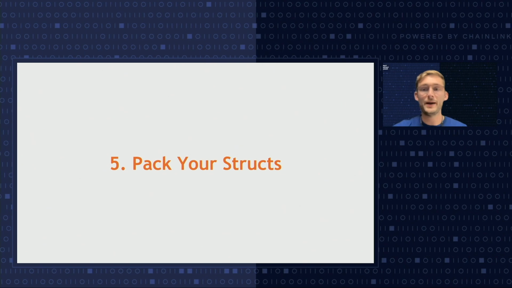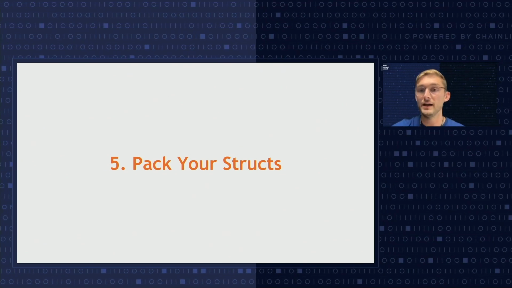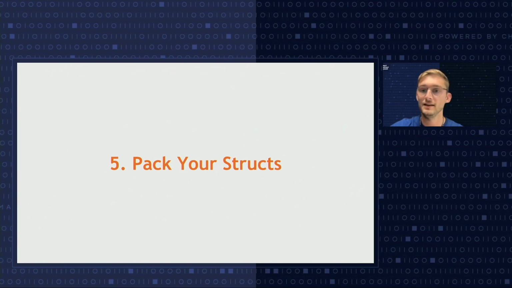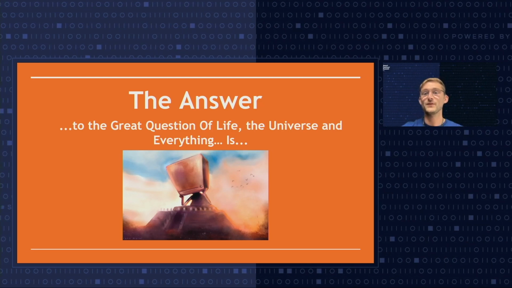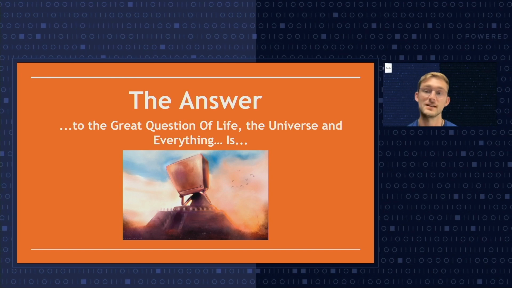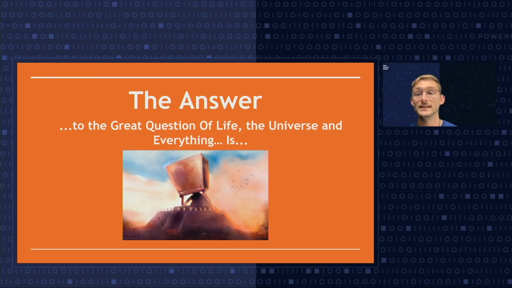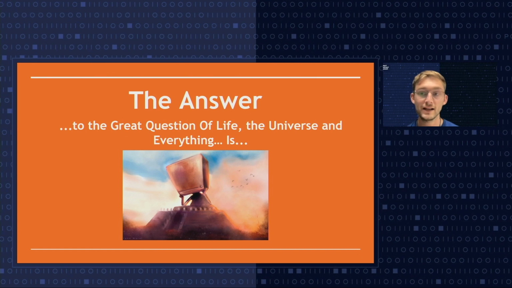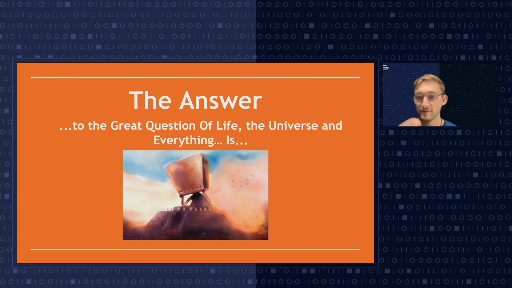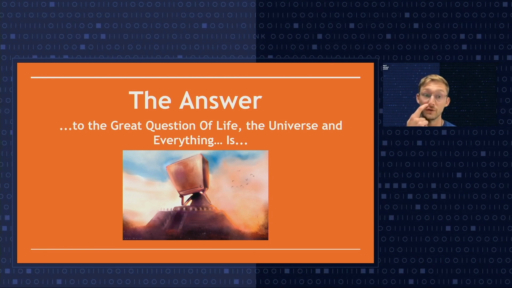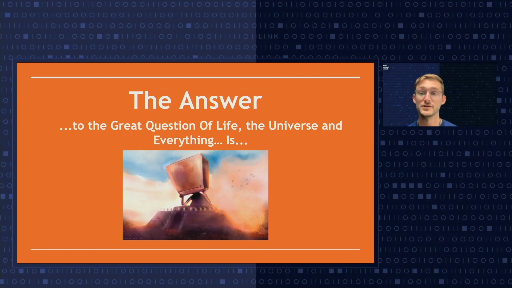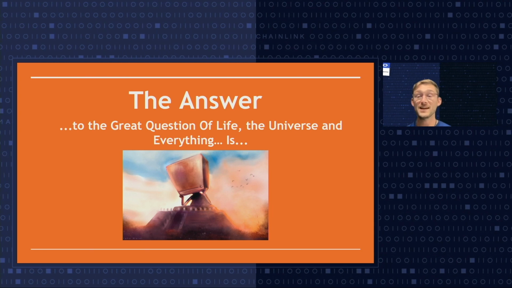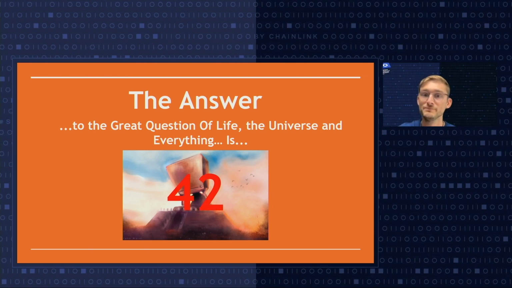And number 5, pack your structs. Before we go here, I'm going to take a quick detour as a callback to the title of the presentation. In the story of The Hitchhiker's Guide to the Galaxy, there's a species called the Magrathians, and they created a supercomputer called Deep Thought. The reason they created it was to calculate the answer to the great question of life, the universe, and everything. And when asked, it told the Magrathians to come back in 7.5 million years to hear the answer. So 7.5 million years later, they came back to receive the news, and it was a doozy.